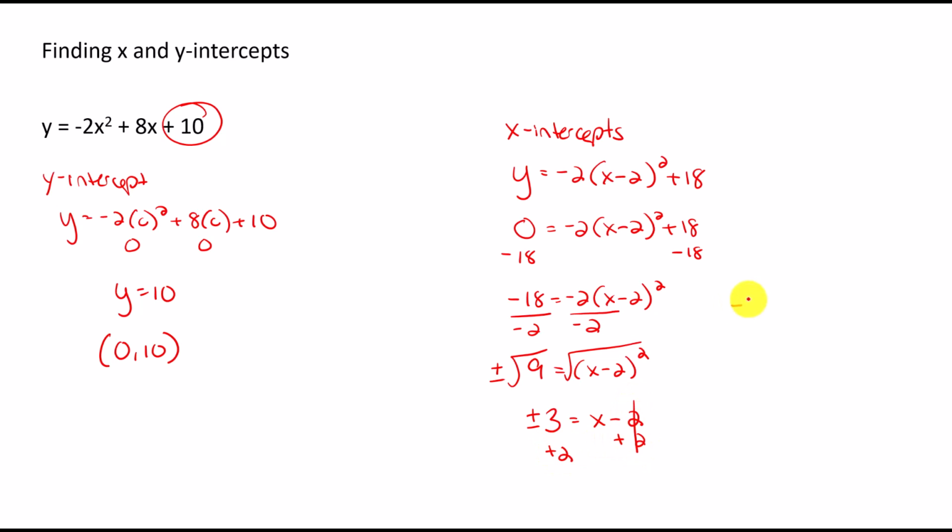So what I have is +3 plus 2, and -3 plus 2. So this is going to give me 5. And this is going to give me -1, which we're going to write as 5, 0. Remember, y was 0 for an x-intercept, and -1, 0.